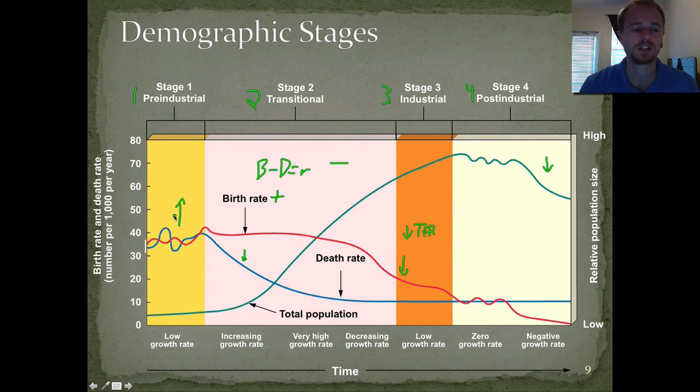Pre-industrial, high and high. Transitional, high births, deaths come down. Industrial, births come down, or TFR comes down. Post-industrial, births lower than the deaths, population decrease.